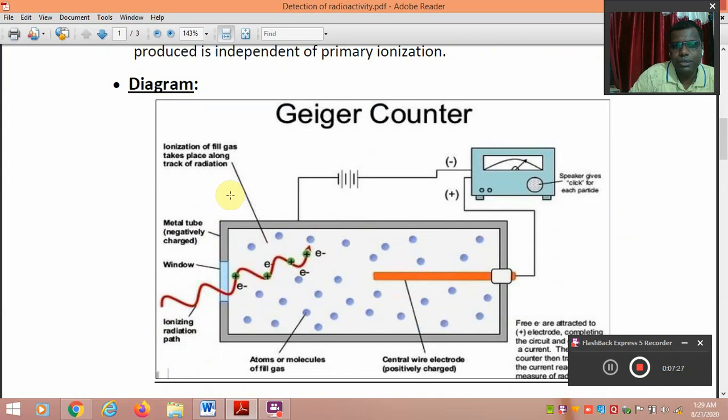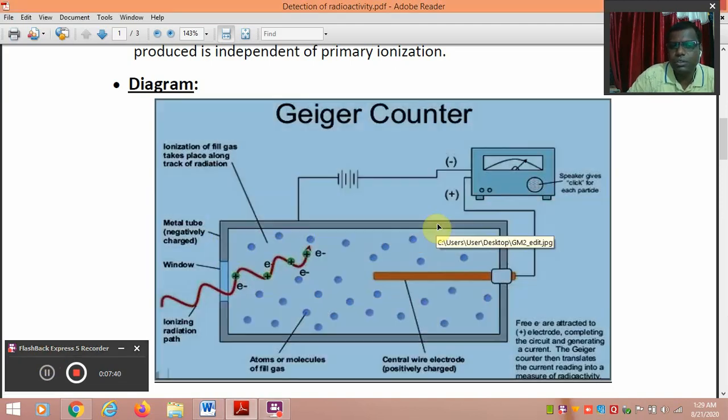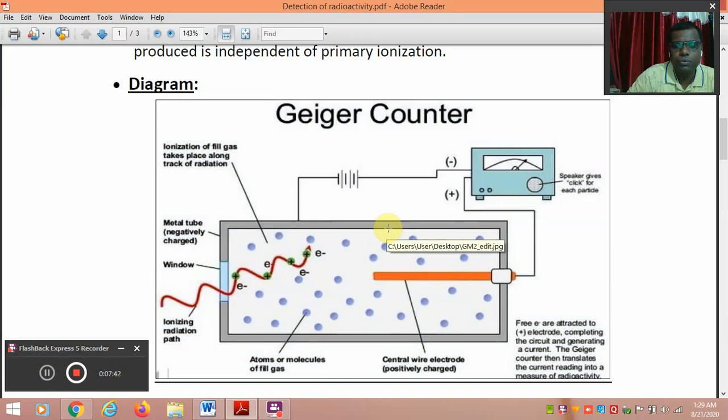So this is the figure or the diagram that indicates the arrangement or the setup of the GM counter. Here, in brief, I would like to tell you the construction of this GM counter. So this is the copper cylinder or tube, which is made up of copper metal. Again, at the central part of this tube there is one filament or one wire which is made up of tungsten.